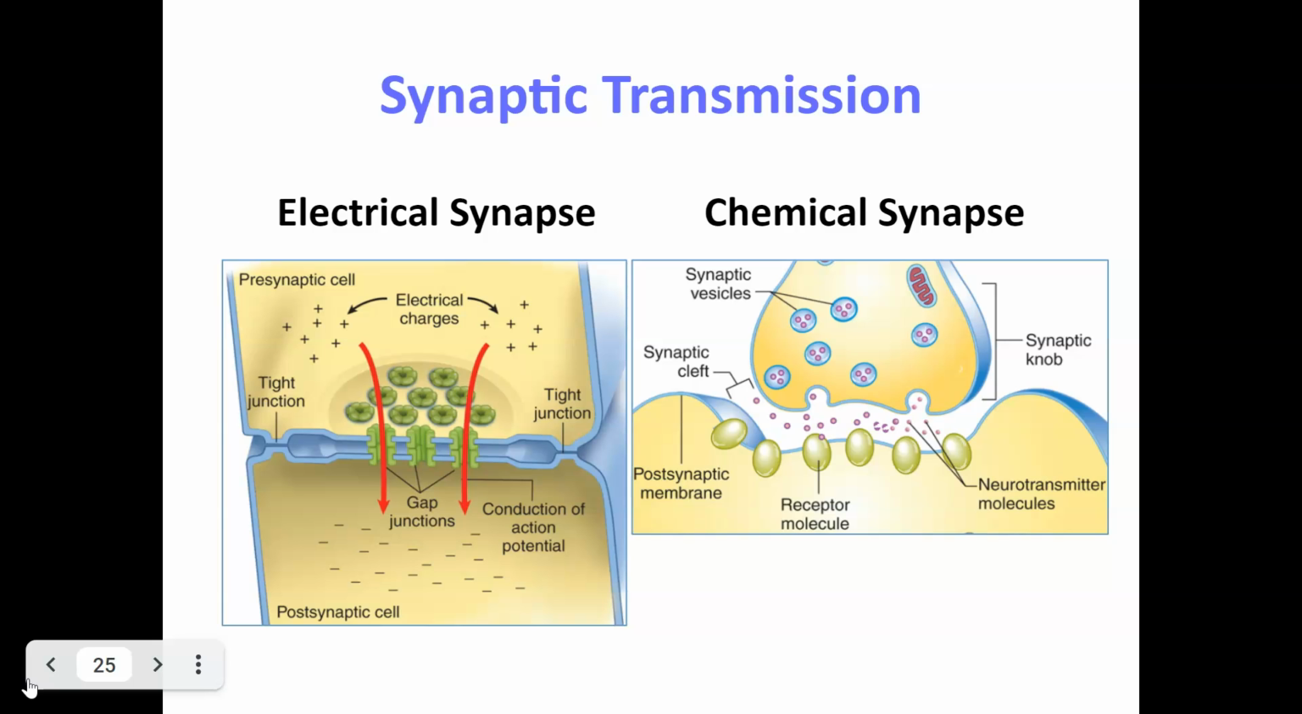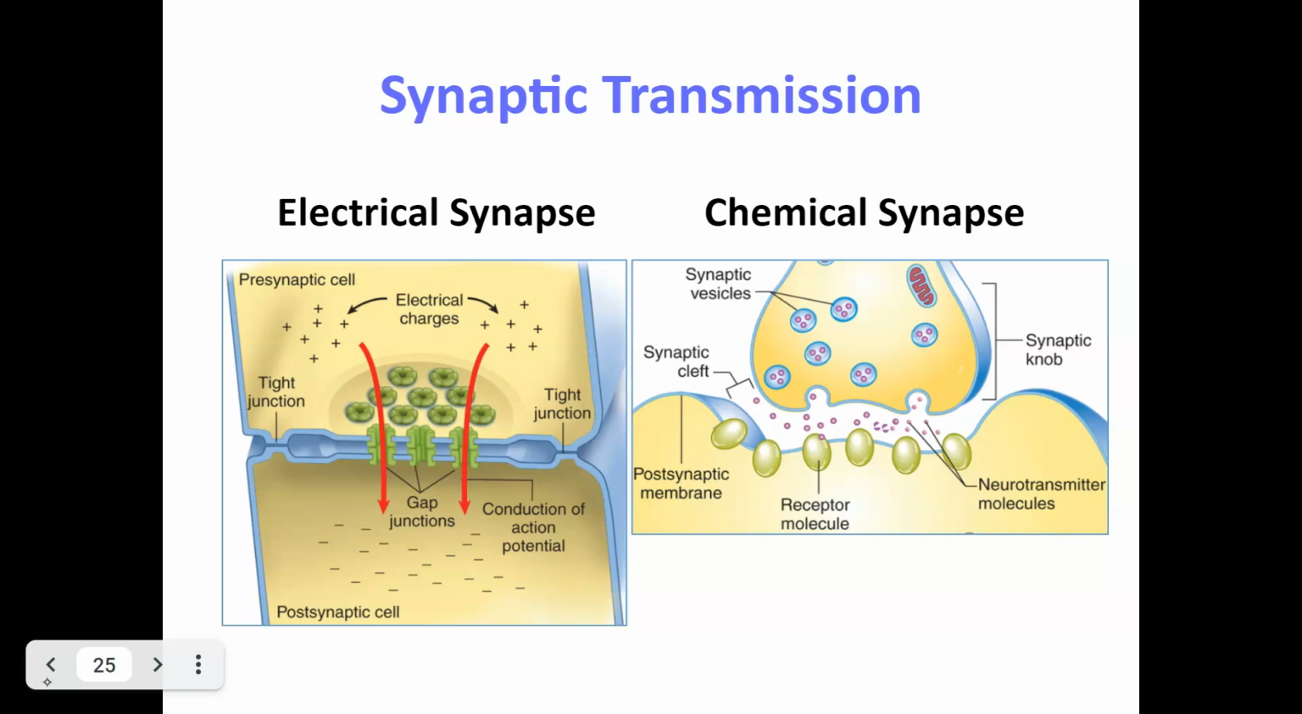So here on this slide, I have two pictures of synapses. The one on the left is called the electrical synapse. As you can see in the picture, we have a physical connection between our presynaptic cell and our postsynaptic cell. That physical connection is like a tunnel built by proteins, and these tunnels are called gap junctions. These gap junctions allow the cytoplasm from the presynaptic cell to mix with the postsynaptic cell.